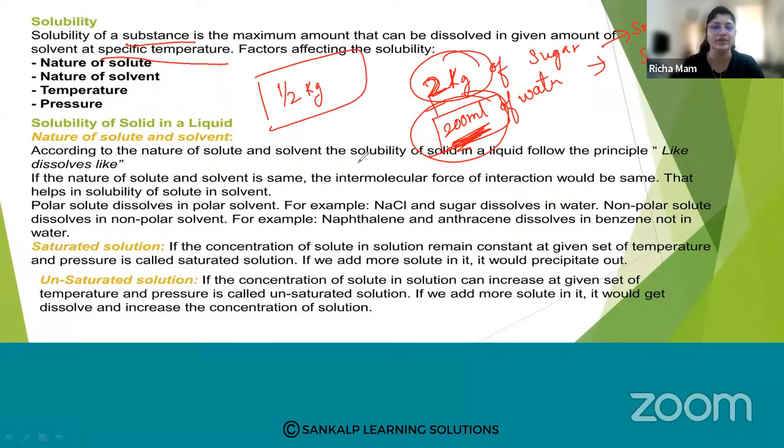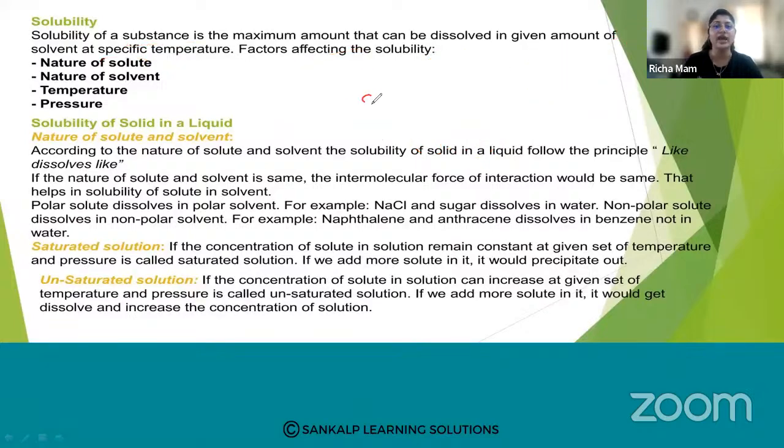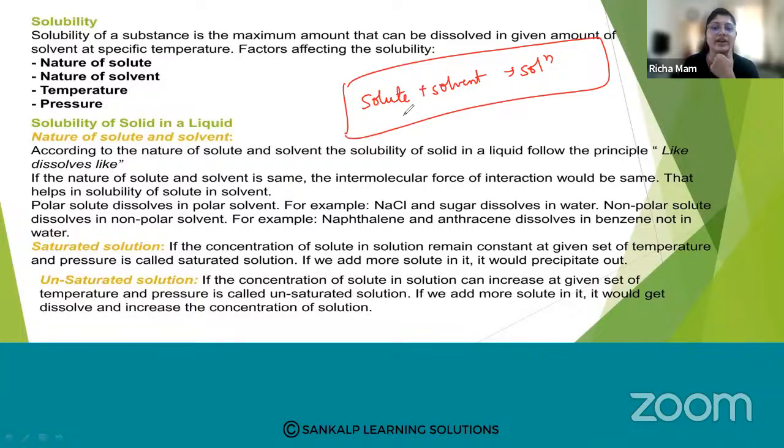Now, what are the factors? Whenever we add solute plus solvent, we get a solution, and this results in a solubility factor: how much maximum amount of solute can be dissolved in a given amount of solvent at a specific temperature. This is your solubility.